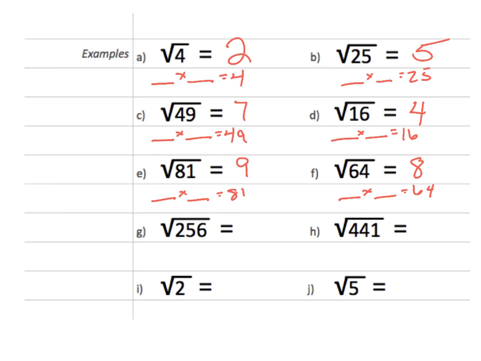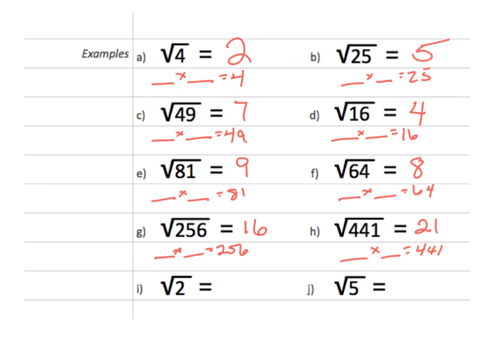The next couple are a little bit trickier because they are larger. Most of the time when I give you ones, I'm going to keep it smaller. But what number times itself equals 256? That is 16. And what number times itself equals 441? That would be 21.